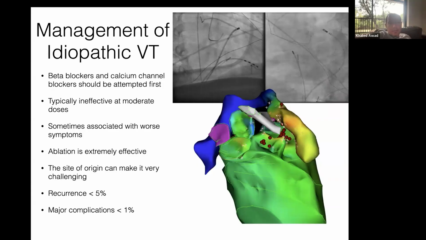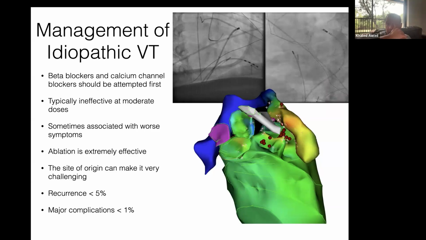How do you manage idiopathic VT? Well, beta blockers, calcium channel blockers, you could try those, and escalate in doses until the patient feels better, symptoms are better, episode frequency goes down. At moderate doses mostly don't work. Sometimes you need high doses, which is really not convenient for patients. It causes side effects. Sometimes they feel worse. Sometimes you drop their blood pressure and they go into VT and now they feel much worse.